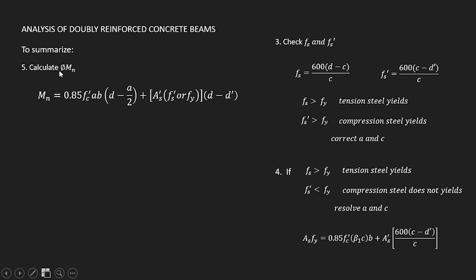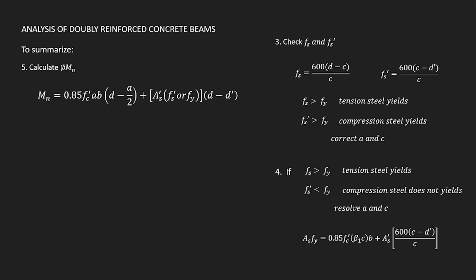So next step number 5, we will calculate now the design strength or phi Mn. Na yung formula natin now for Mn, that is Cc times moment arm niya or 0.85 Fc prime ab times d minus a over 2 plus As prime Fs prime or Fy times d minus d prime. So yung Fy gagamitin natin if our tension steel and compression steel nag-yield. Pero, pag yung tension steel natin nag-yield, tapos yung compression, hindi, yung gagamitin natin is Fs prime.